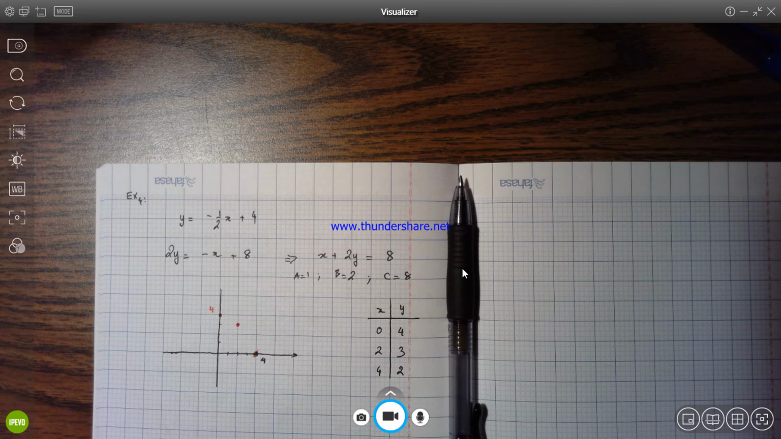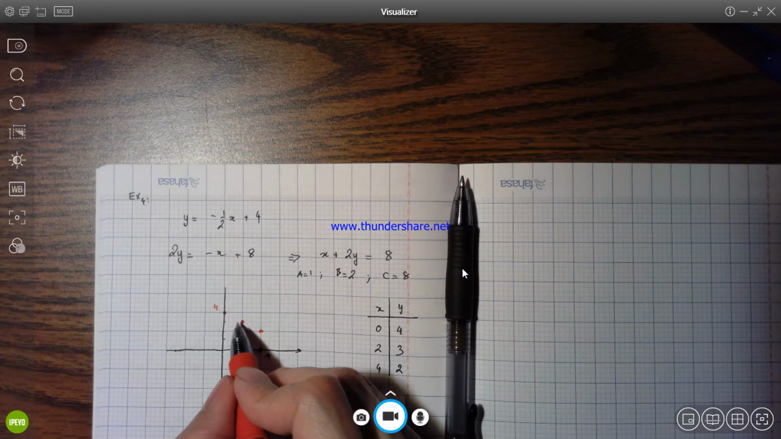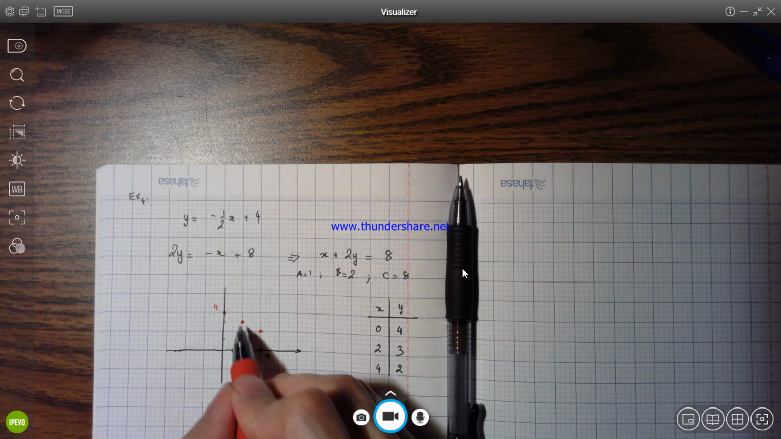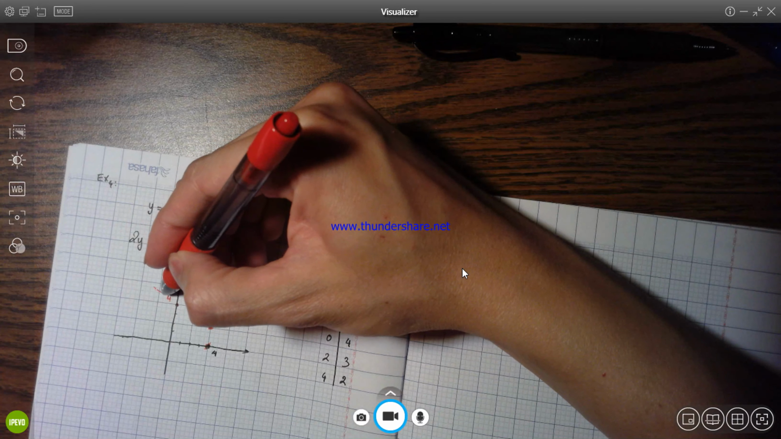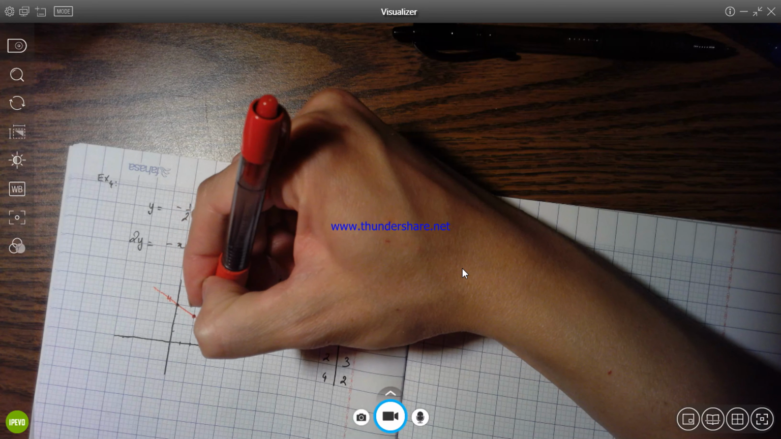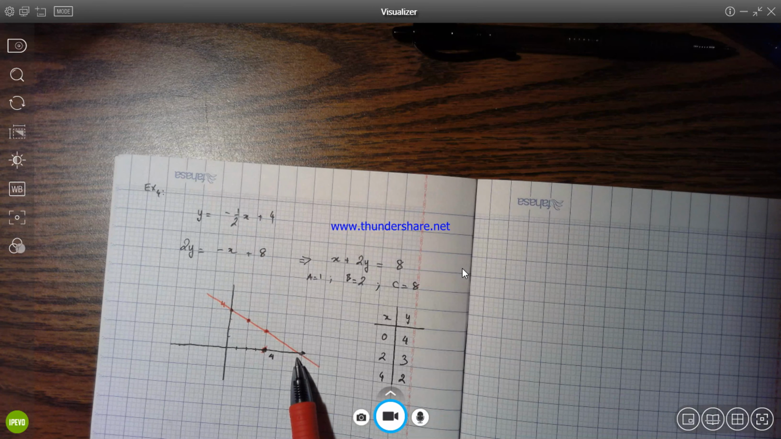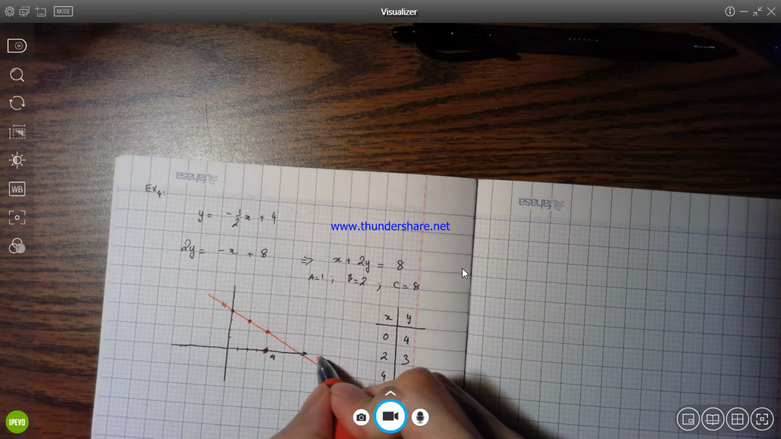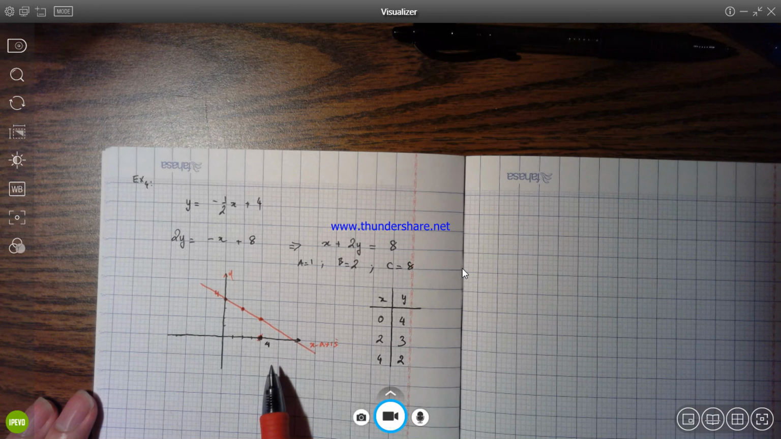Then we have 4, 2. So 4, 2 is right here. All right. I have 3 red dots right here. So I can connect them. Okay, it's going to cut the x-axis right here. Okay, but we don't know exactly where to cut it. We will learn how to find this point later in this chapter, but not in this section.